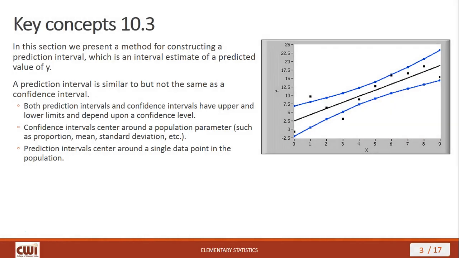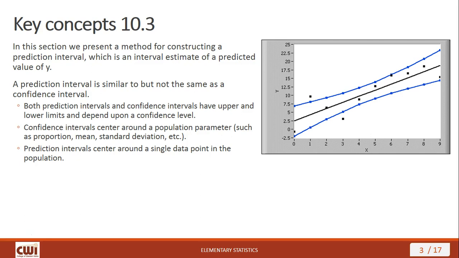So, in this section, we're going to present a method for constructing prediction intervals. Prediction intervals are very similar to confidence intervals, as I mentioned before. A prediction interval is like a confidence interval in that there's an upper and a lower limit, and there's an associated level of confidence. However, confidence intervals center around a population parameter. So before, when we were making confidence intervals, we said that the center of that interval between the upper and the lower bound was some population parameter, like a proportion, a mean, a standard deviation, what have you.